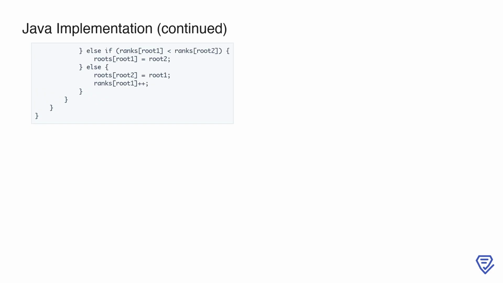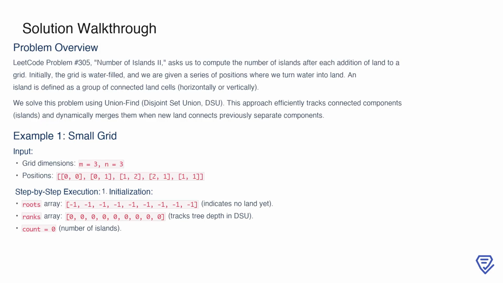With these helper methods in place, the solution efficiently processes each land addition and returns the number of islands after every operation. In this problem, we are tasked with determining the number of islands in a grid after sequentially adding land at various positions. Initially, the entire grid is filled with water, and each new position represents a cell where water is turned into land.